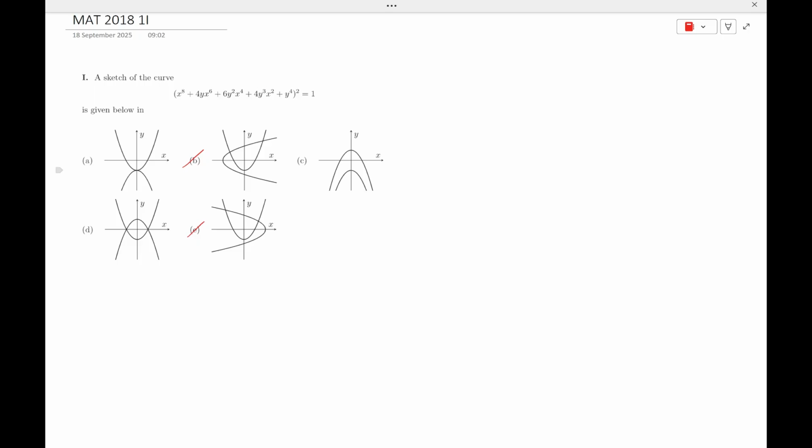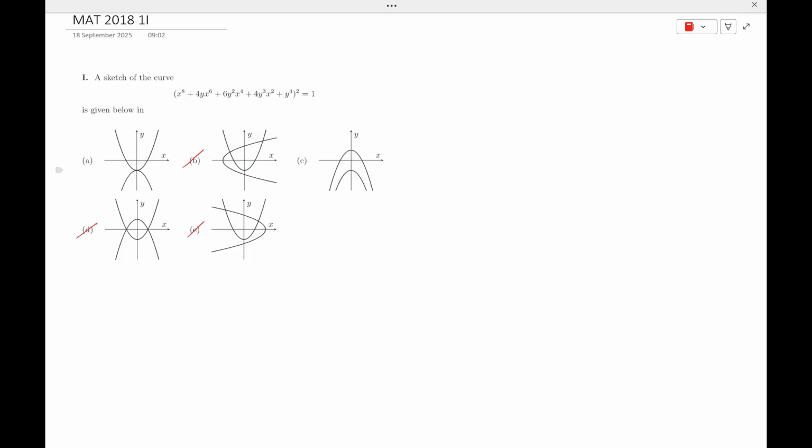If I look at the y terms, actually we've got odd powers in the y terms, so we're not going to have that line of symmetry in the x-axis because of the y not being symmetrical. So we can straight away get rid of d.